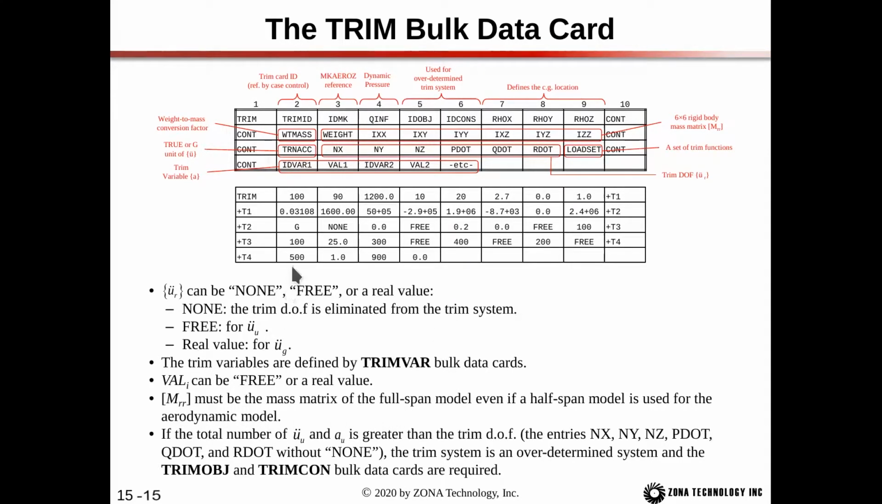So the MRR is defined in the second row. This must define the full span model, the mass values should describe the full span model, even if a half span model is used for the aerodynamic model.